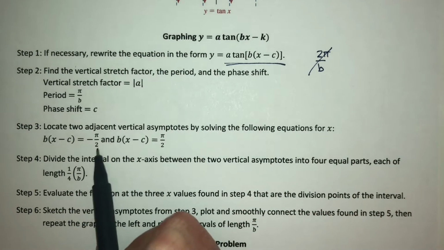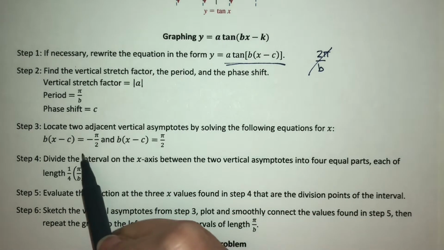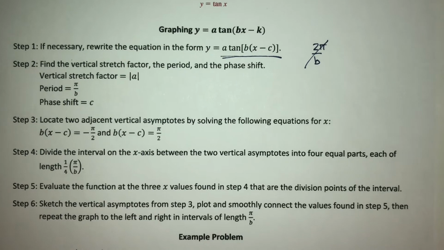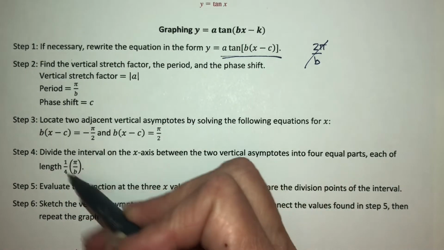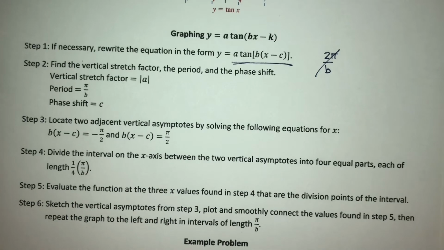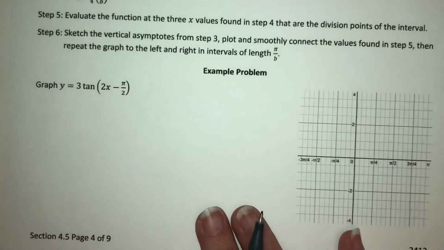So we set those equal to adjacent asymptotes for just plain old tangent x. And then we solve each of those, and we'll find 2 asymptotes. And then we're going to break that interval up into 4 equal parts. So you take the period, which is right here, and you're going to divide it by 4. We're going to break it up into 4 pieces. Then we're going to find 3 function values, and then get the graph done. Okay, so let's try this.